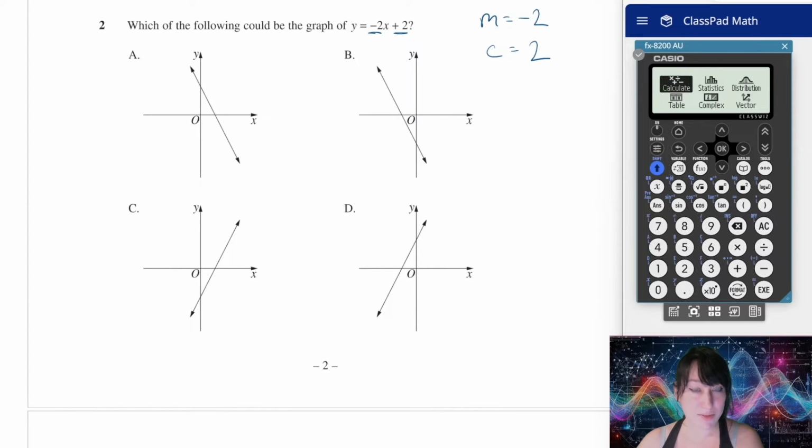Now if we look at our options, we're looking for a graph that has a negative gradient and a positive y-intercept. If we look at options A and B, those are the ones with a negative gradient. From those, option A is the one that has a positive y-intercept. So the correct answer is A.